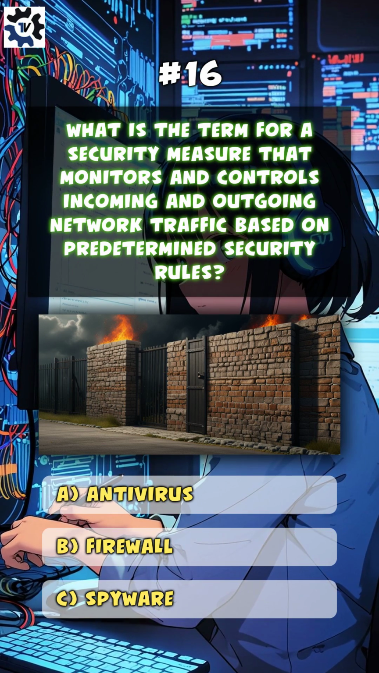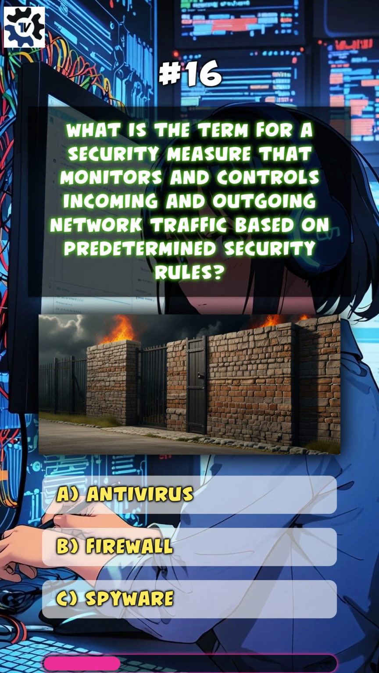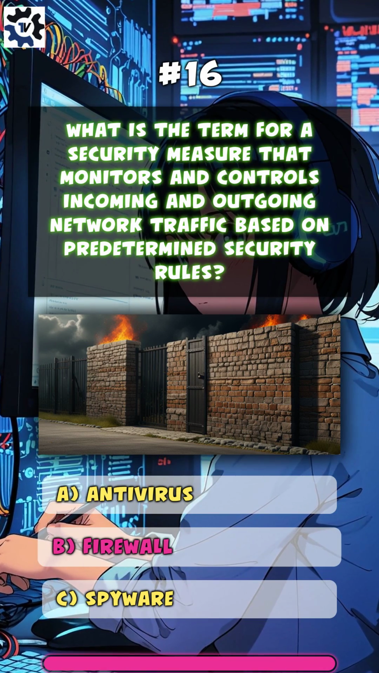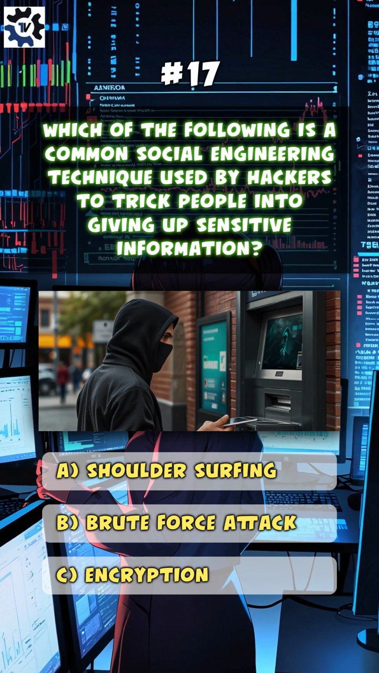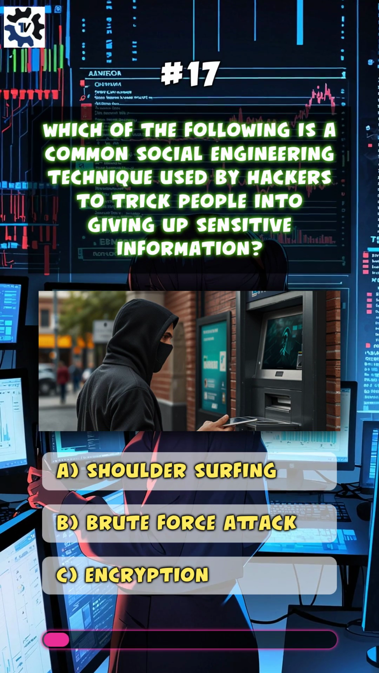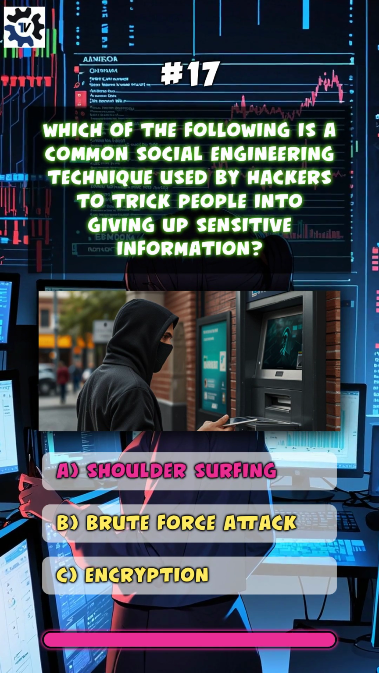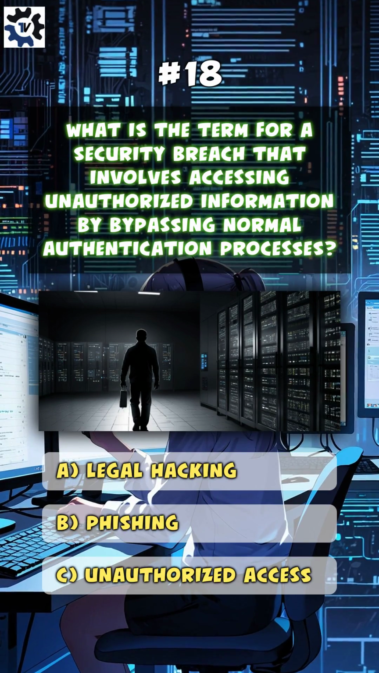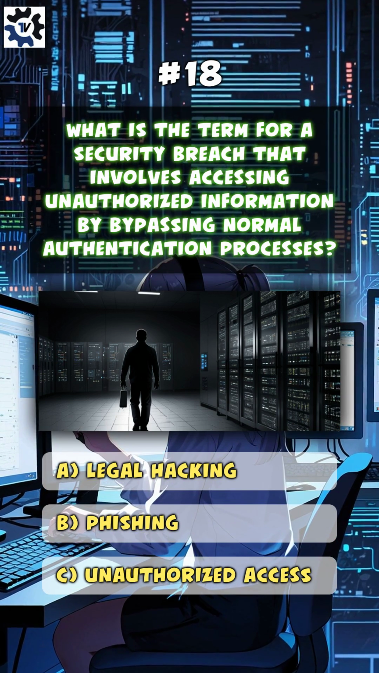What is the term for a security measure that monitors and controls incoming and outgoing network traffic based on predetermined security rules? B. Firewall. Which of the following is a common social engineering technique used by hackers to trick people into giving up sensitive information? A. Shoulder surfing. What is the term for a security breach that involves accessing unauthorized information by bypassing normal authentication processes?